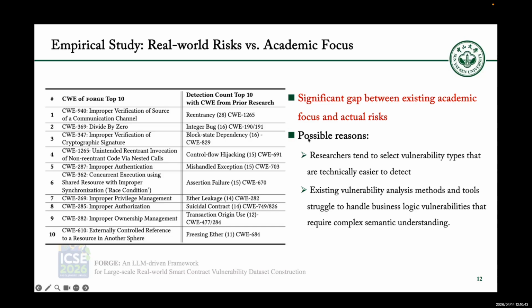We think this gap might have two causes. First, researchers naturally focus on vulnerabilities that are easier to detect technically. And second, existing tools and methods struggle with business logic vulnerabilities that require deep semantic understanding.